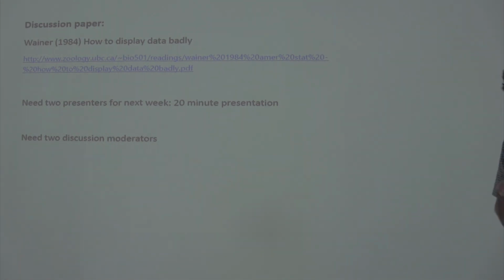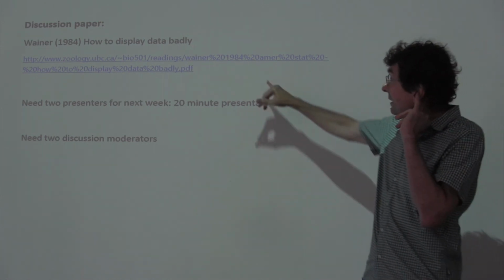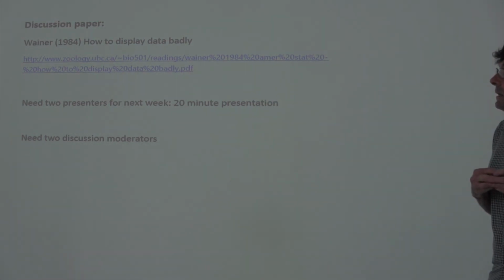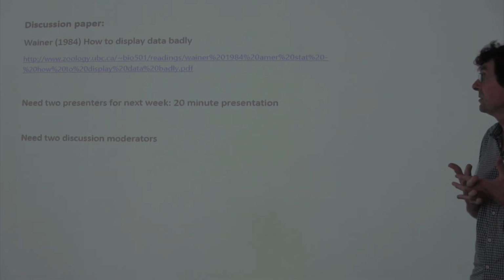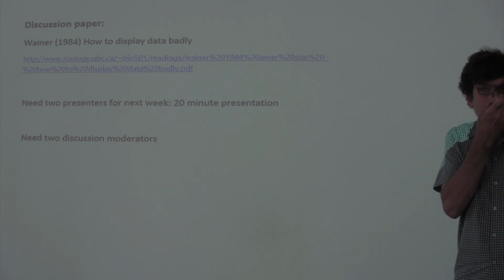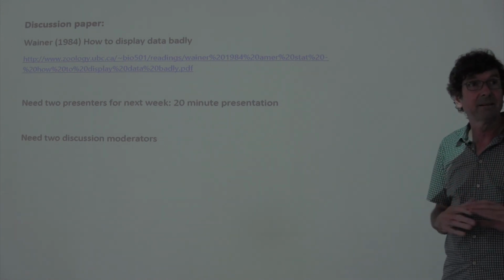So presentations start next week. Our first discussion is next week. Here's the reading, and it's available. It's up on the website for the course. The title of the paper is something like "How to Display Data Badly." How to make a bad graph. We've all done it.